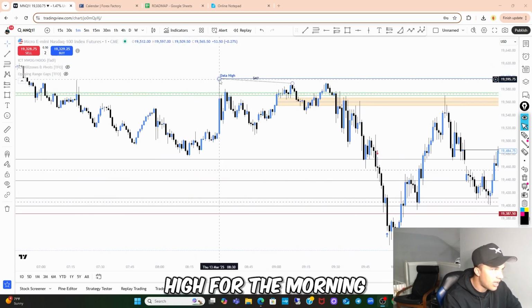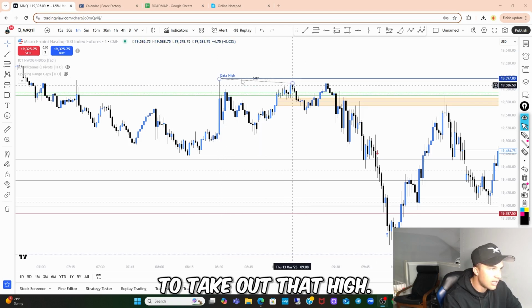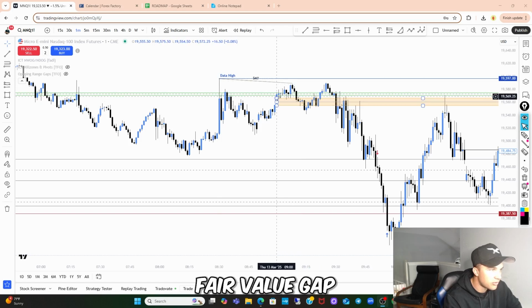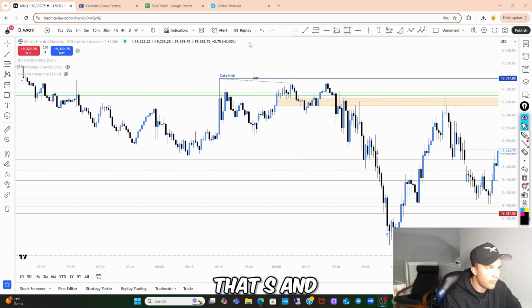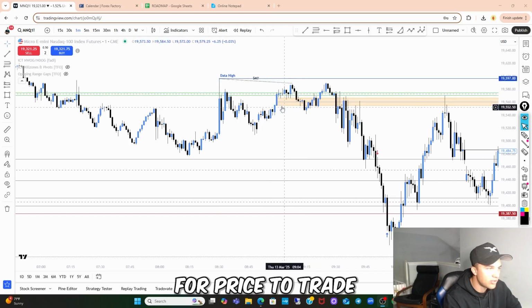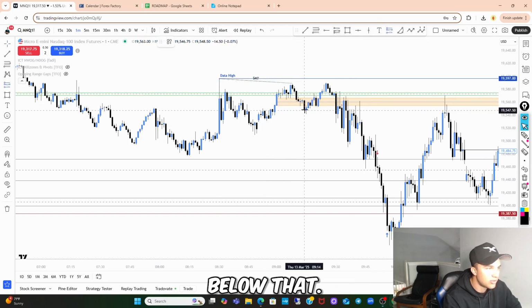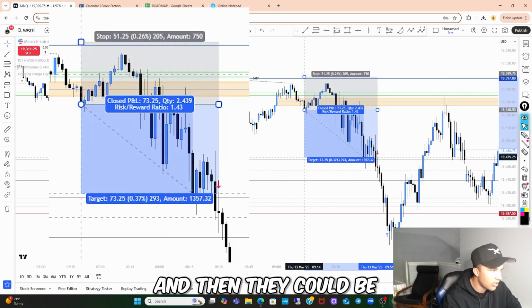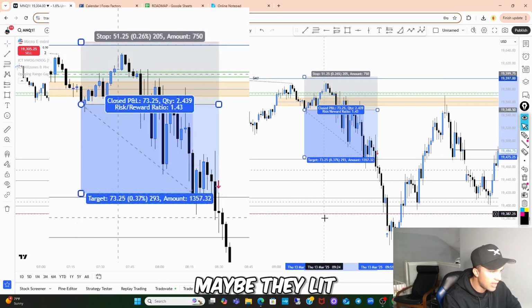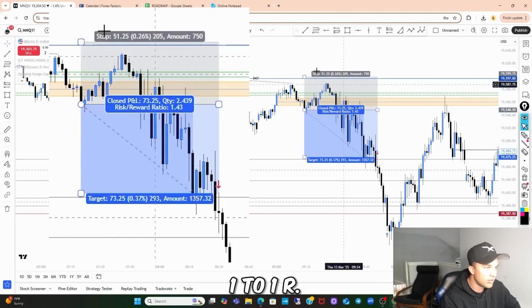So here's our data high for the morning at 8:30. We have that data high. ES takes out that high. NQ fails to take out that high. And then we have that inversion fair value gap, and price then trades below it. So I know a lot of traders wait for that SMT divergence and then wait for price to trade below that inversion, and then they take a short once price closes below that, and then they probably put their stops at the high, and then they could be targeting these lows.